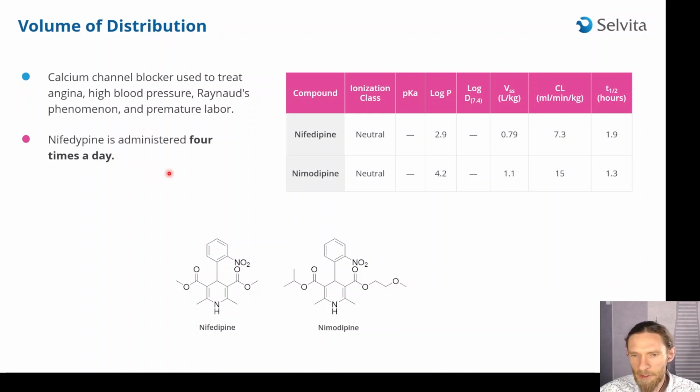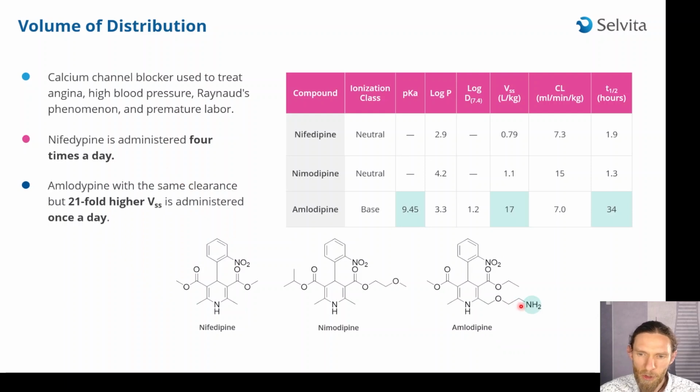To improve the properties, a basic center was introduced, which provided amlodipine. Amlodipine is a basic drug with pKa of 9.5. Volume of distribution jumped up to 17 liters per kilogram, and the half-life jumped up to 34 hours. This allowed amlodipine to be administered once a day.